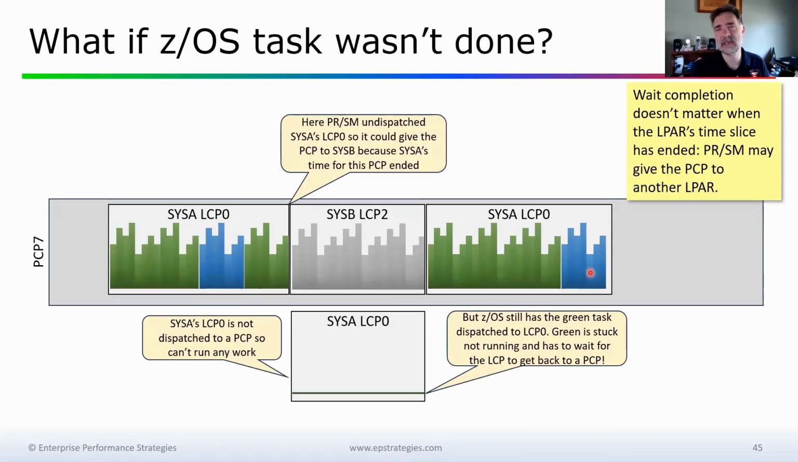Now, what if the ZOS task wasn't done? Well, that can be a problem, right? So in this case here, what if the green task was not actually done, but the ZOS LPAR's time slice for that physical processor has ended? Well, Prism will take that physical processor away from the ZOS LPAR and give it to a different LPAR, in this case, sys-B. Now, unfortunately, what that means is that the green task here is dispatched to a logical processor that has no physical to run on, right? So sys-A's logical green task here is basically flatlined. It can't do anything because there's no physical processor to run on. It has to wait until Prism gives back the physical processor to sys-A here before it can actually pick back up and keep running.